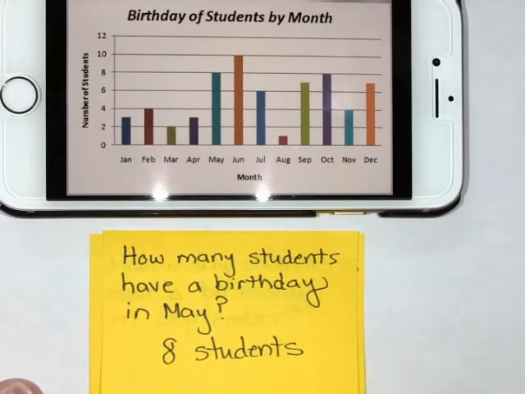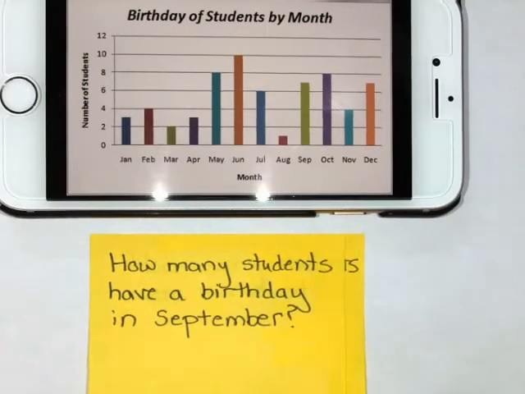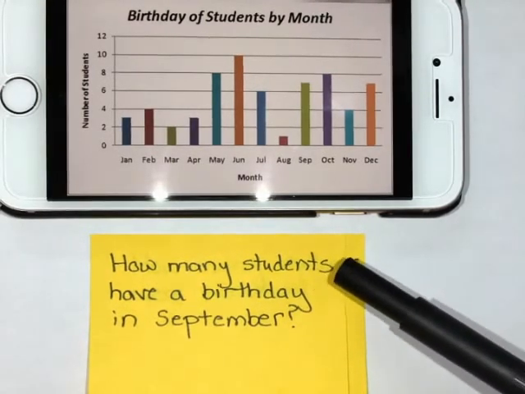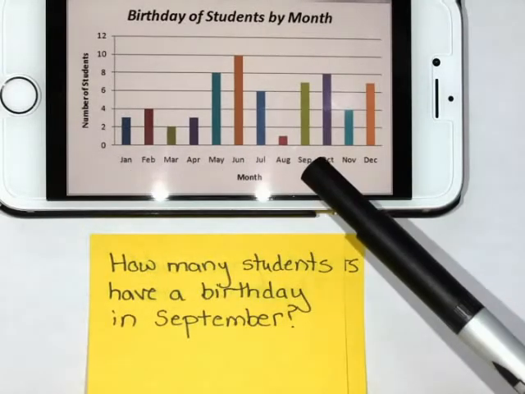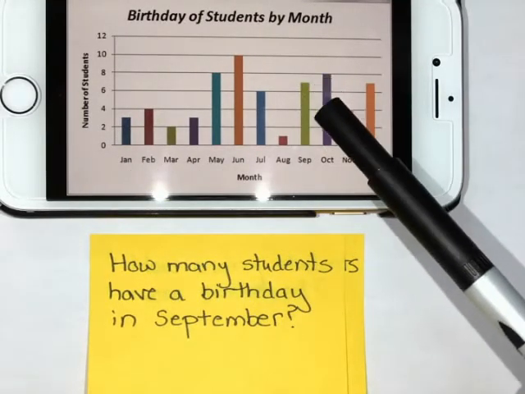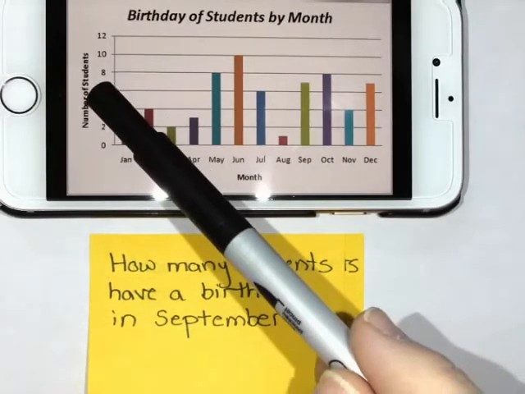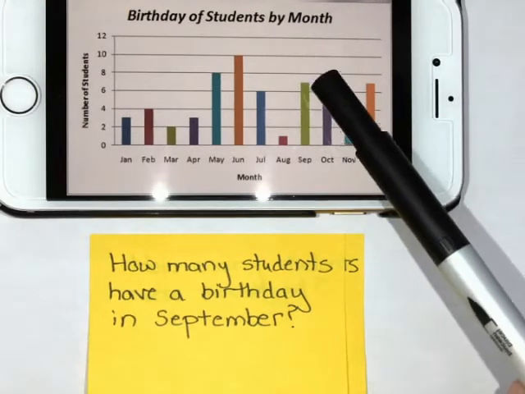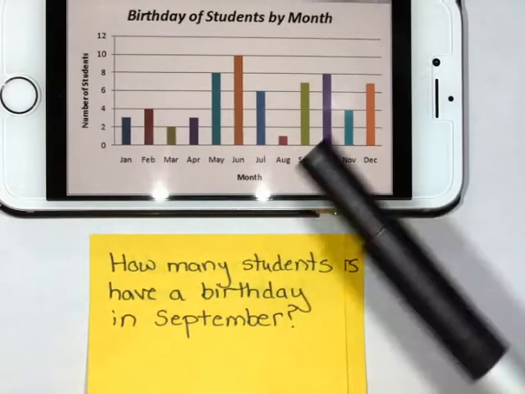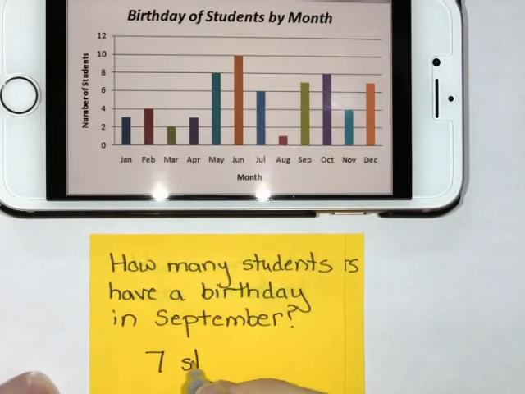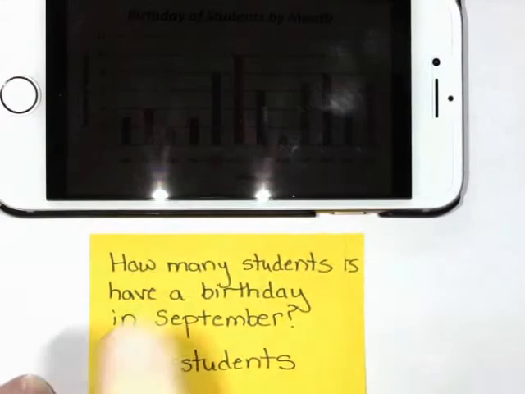Our second question says, how many students have a birthday in September? So same thing as last time, I'm going to find September. I'm going to follow that up and look to see how high the bar goes. Now this time I see that the bar is somewhere in between 6 and 8, and it actually looks like it's exactly halfway between 6 and 8. So halfway between 6 and 8 would be 7. So there are 7 students who have a birthday in September.